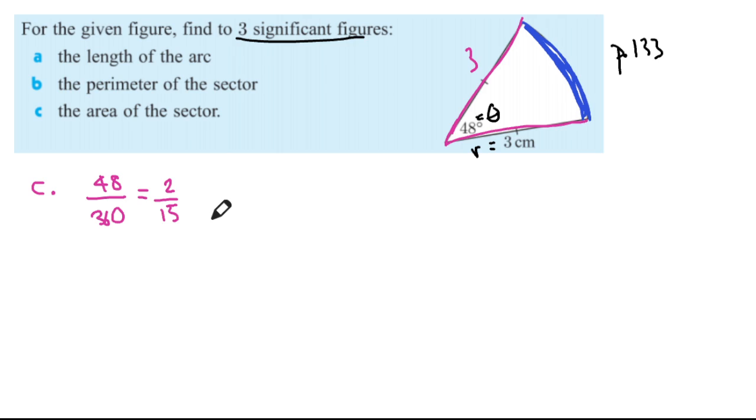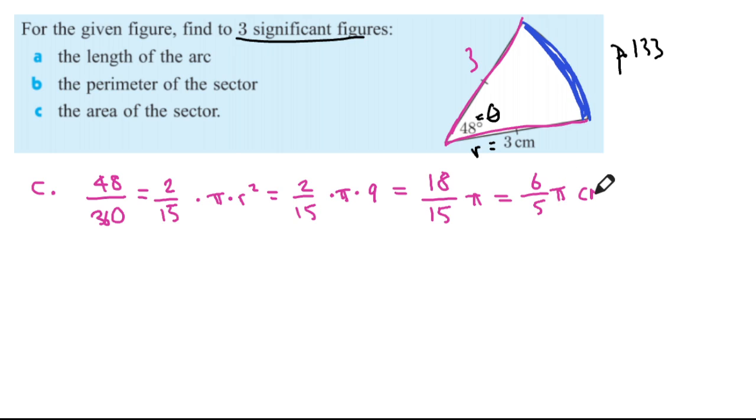Yeah, it's 2/15. So that's 2/15 times pi times r squared. And r is still 3, so 2/15 times pi times 3 squared, which is 9. So you could leave it like this, you could put 18/15 pi, but I would almost always say you should simplify something like that. We can divide them both by 3, so we get 6/5 pi, and the units this time are centimeters squared.